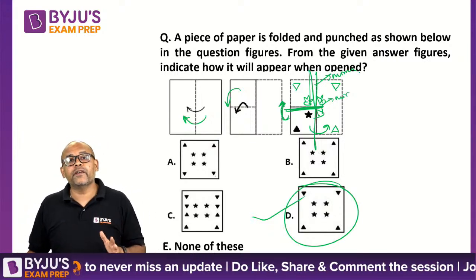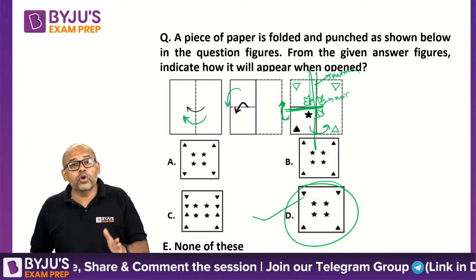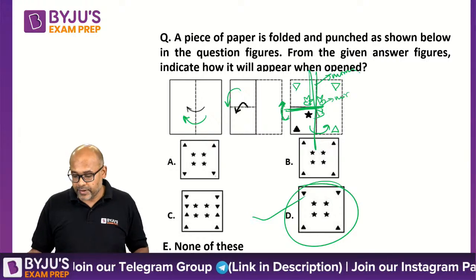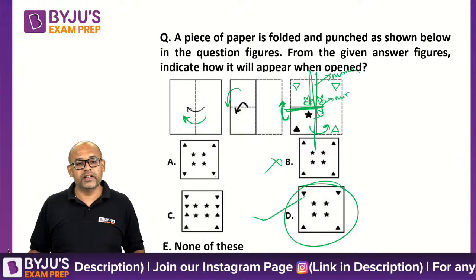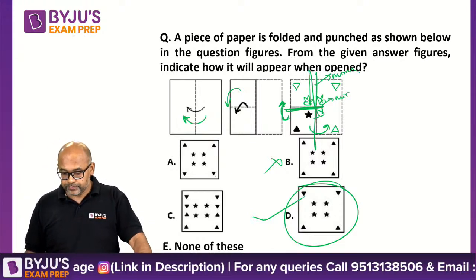So the whole idea for folding and opening is the mirror image concept. But you should know where the mirror image is happening. Okay, where the mirror image is happening. So it is not your B, it is going to be your D. D for Delhi. Okay. Let's move on.